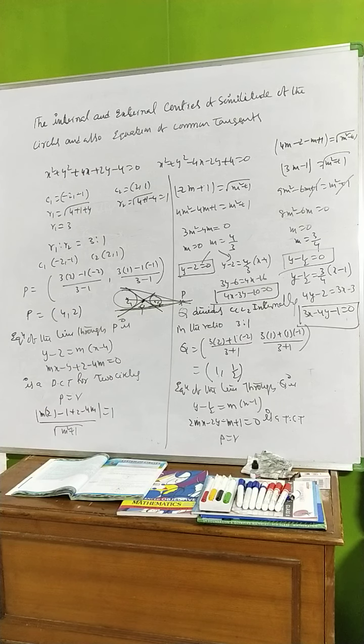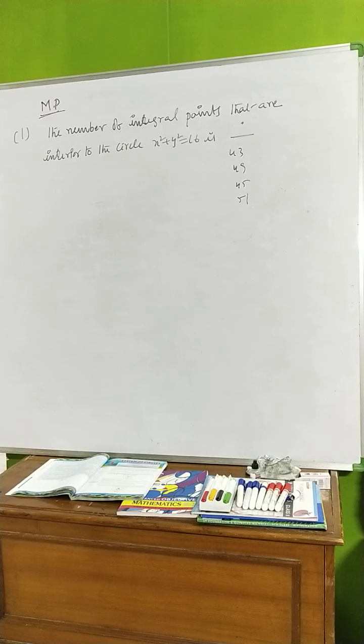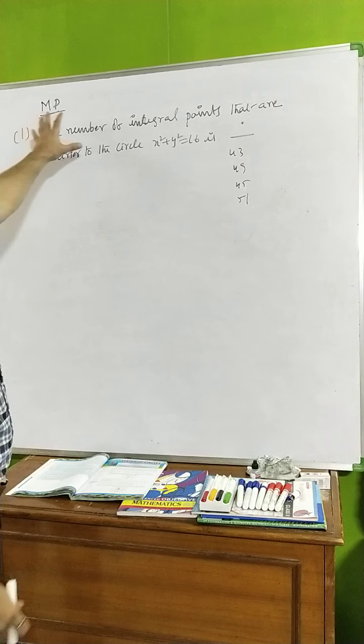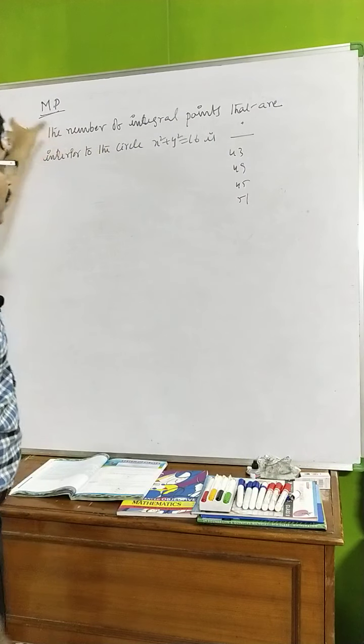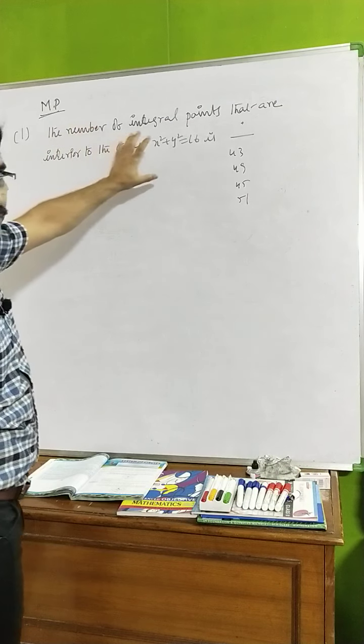By taking one example, I discussed everything related to internal and external center of similitude and direct common tangents. Now after this, we are going to discuss some miscellaneous problems in this topic. What are the miscellaneous here? Some examples, different types of problems you see here.